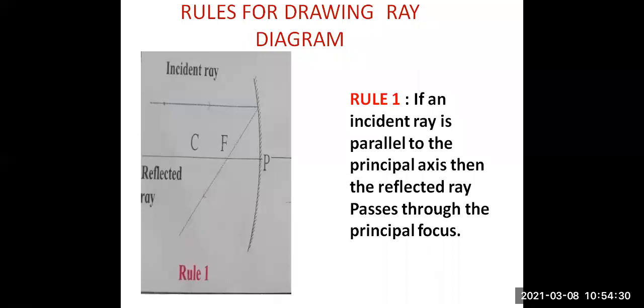Go through these lines once again. If an incident ray is parallel to the principal axis, then the reflected ray passes through the principal focus. Now here you can see that the description or the rule for this diagram is specified all in terms related to the spherical mirrors, which we have studied earlier. So you should have a clear vision of all these terms, and then you will understand all these ray diagrams.